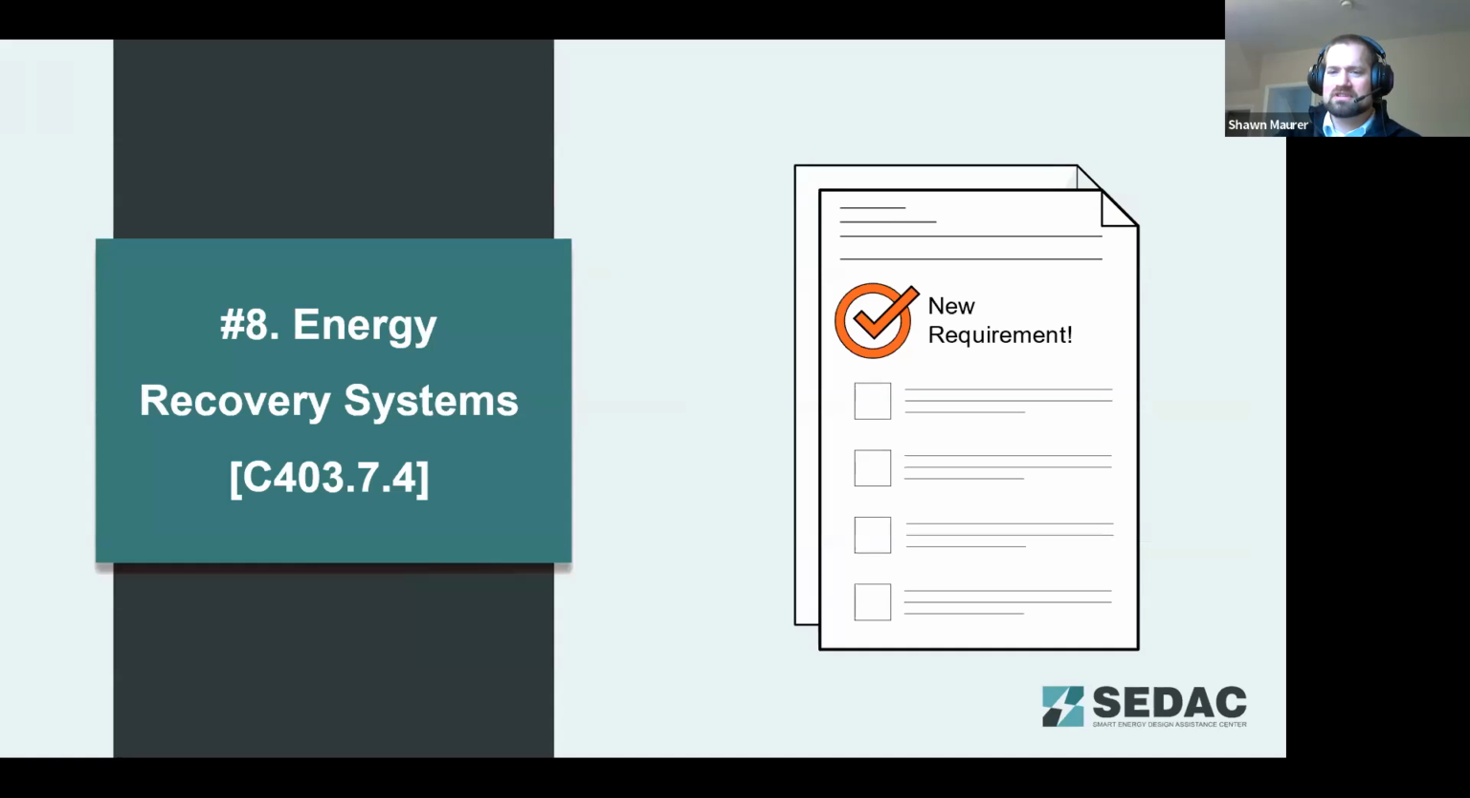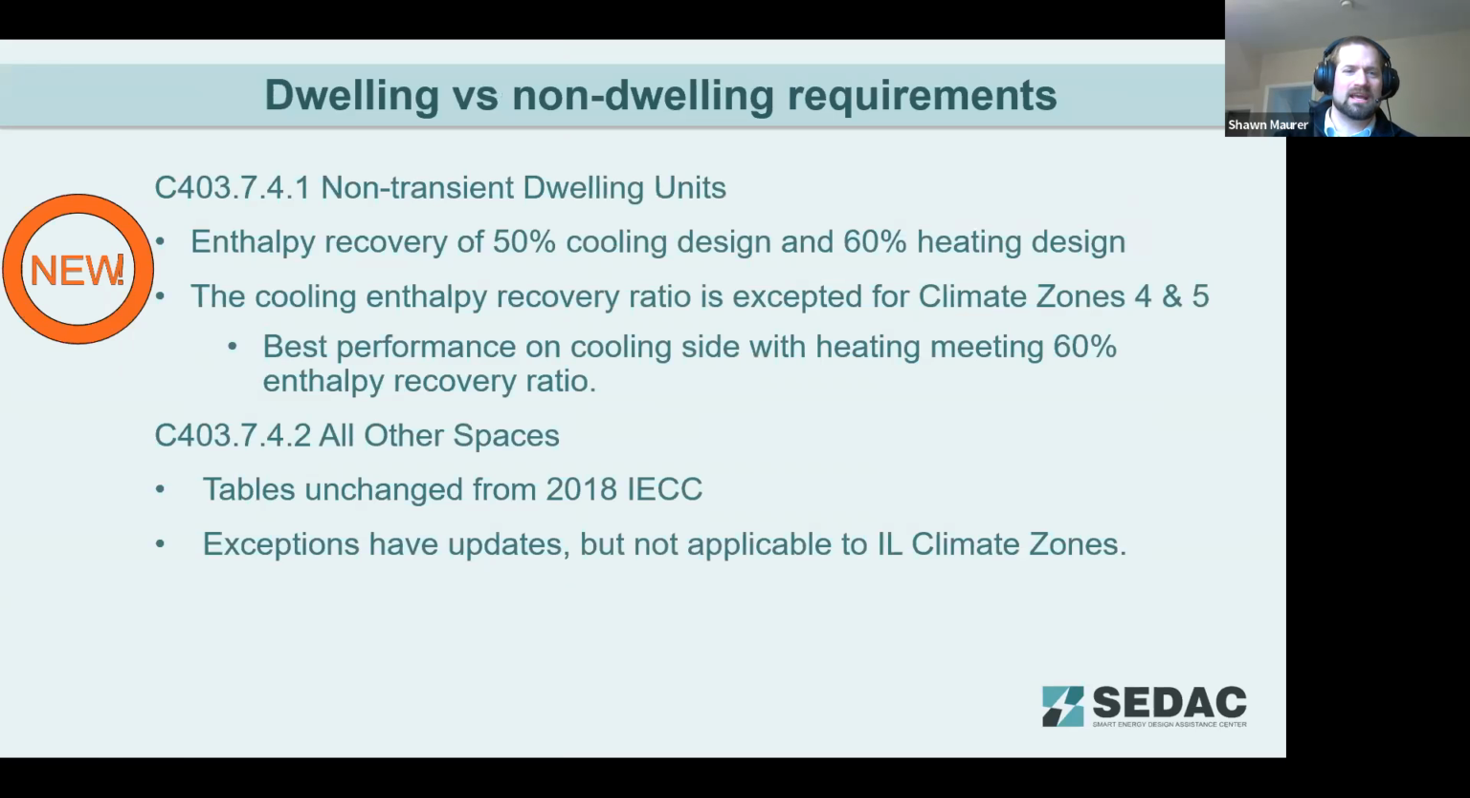Looking at energy recovery system requirements, there is a new requirement that's been added where the IECC is noting the difference between non-transient dwelling units and other commercial occupancy spaces. When you're looking at energy recovery requirements for non-transient dwellings, the enthalpy recovery is 50% for the cooling design, 60% for the heating design in our climate zones 4 and 5. There's an exception for the cooling side enthalpy performance. It's whatever you can get when you're meeting the 60% heating design.